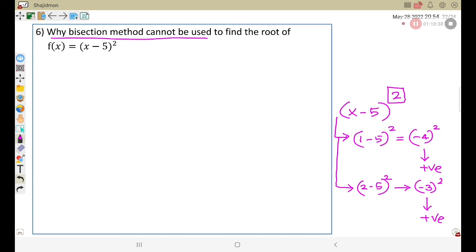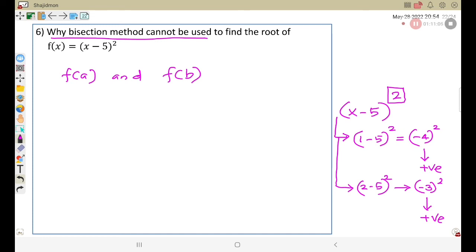You will not get an input a and b, because whenever you are choosing a and b, f of a and f of b should be positive and negative, opposite sign, correct? Opposite sign it should be, but here we will not get opposite sign. Whenever you are calculating f of a and f of b, what sign are you getting? Only positive sign. So you cannot use the bisection method for this question.